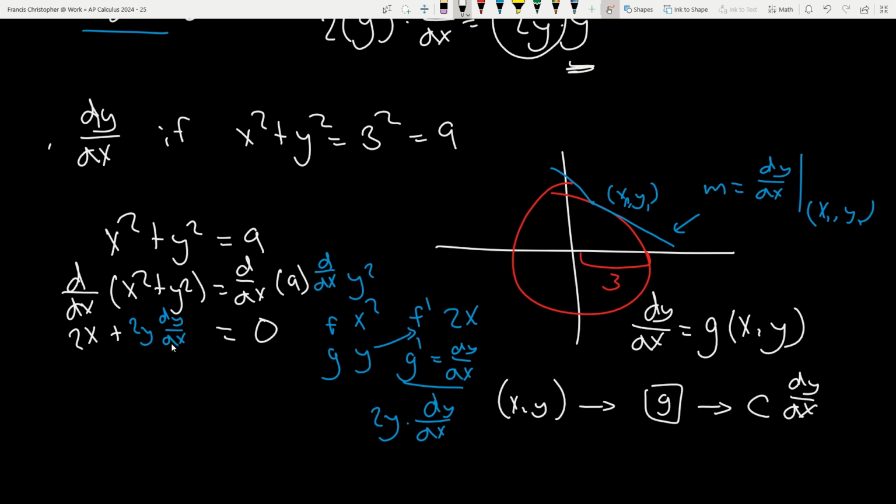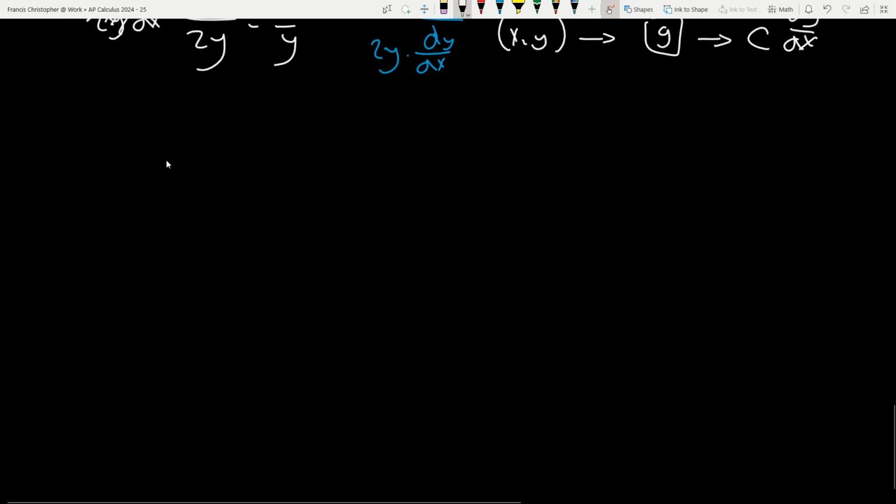But now I want to solve for dy/dx. This is just an algebra problem at this point. I'm going to subtract 2x from both sides. And then I'm going to divide it by 2y. And what you'll see here is I just get negative x over y. So again, dy over dx equals negative x over y.